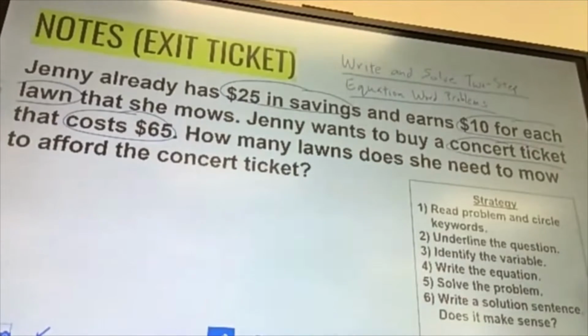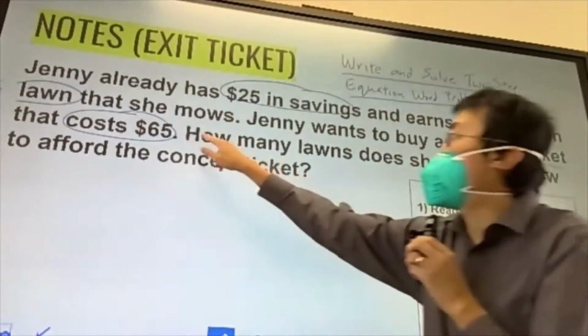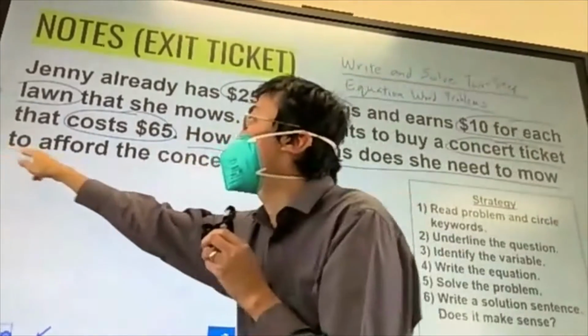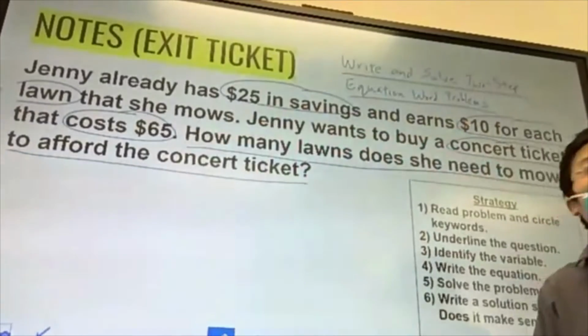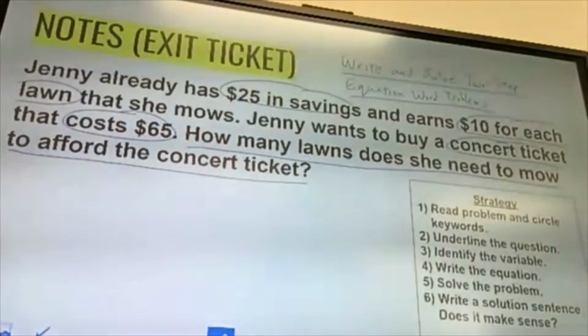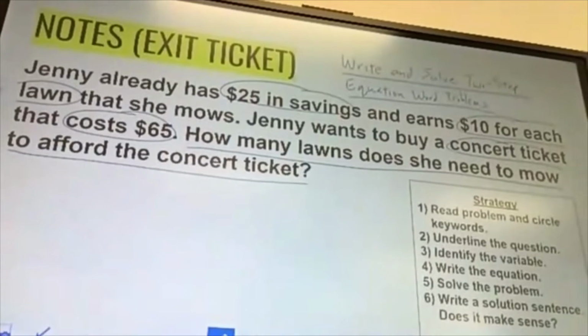Okay, so now we underline the question. How many lawns does she need to mow to afford the concert ticket? Please make sure you're annotating your word problem as we do this together in your notes, which will count as the exit ticket for today.